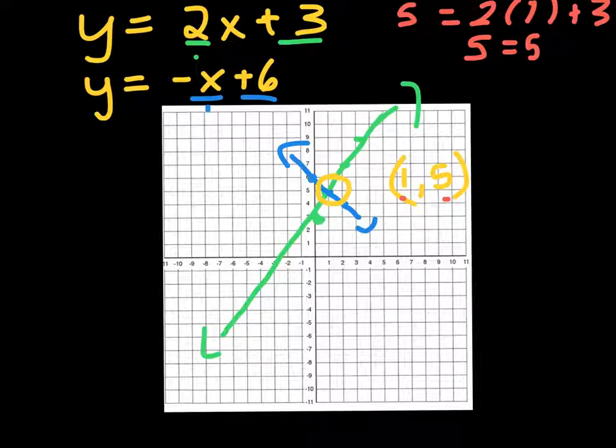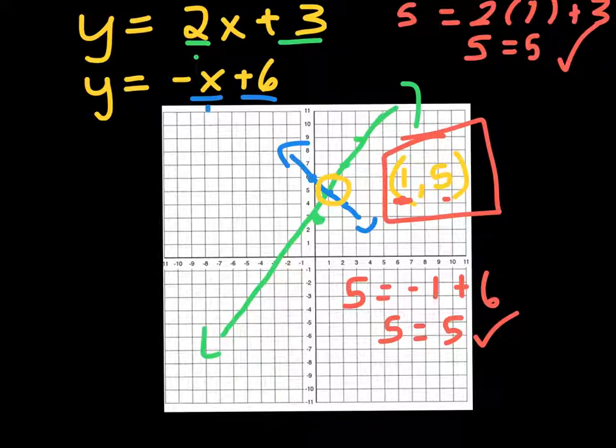And now let's check it for the bottom equation. Let's plug in 5 for y. Then we have a negative 1, because remember x is 1 and we've got to put the negative, and we have to add 6 to that. Negative 1 plus 6 is 5, and 5 does equal 5, so they both check out, and we know that our answer of 1, 5 is correct.